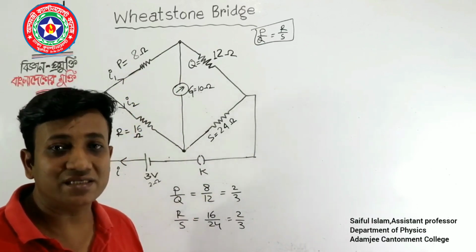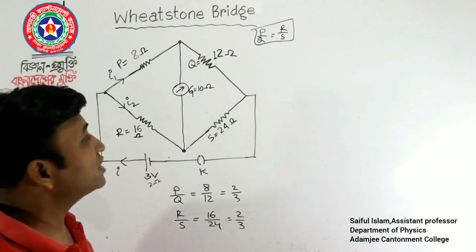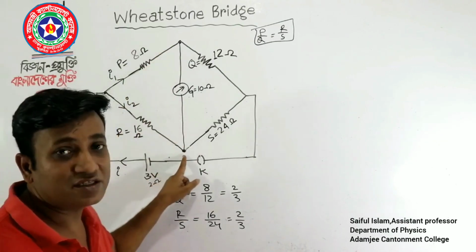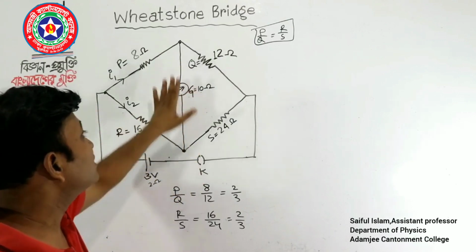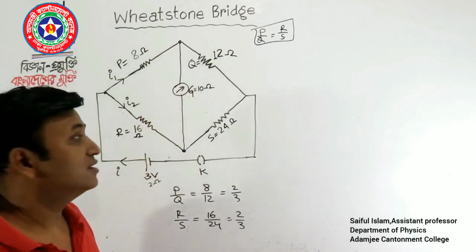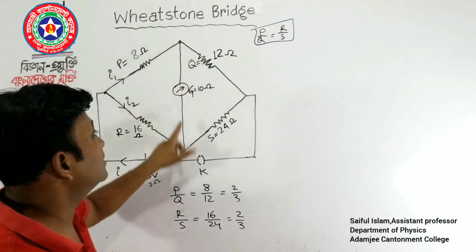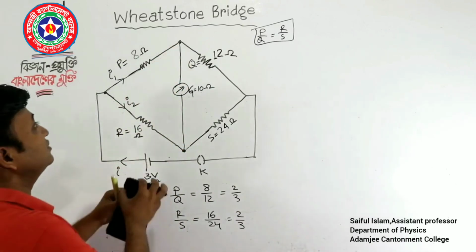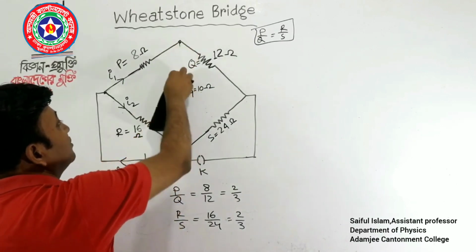As this bridge is in balance, the potential at this point is equal to the potential at this point. As their potential is the same, no current will flow through this galvanometer. That's why we can remove this line.